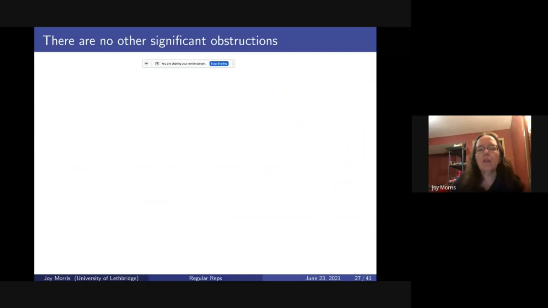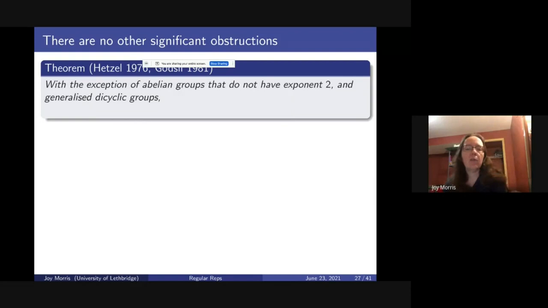So now the big lesson out of all of this is that other than these obvious obstructions that I've talked about, where the group itself prevents us from getting a GRR because it has a group automorphism that gives us a graph automorphism that fixes our connection set, unless we have a situation like that, we generally can always find a regular representation. So in the case of graphs, this was a theorem. Hetzel in 1976 completed the solvable part of this result, and then Godsell in his PhD thesis in 1981 finished the result by dealing with non-solvable groups.